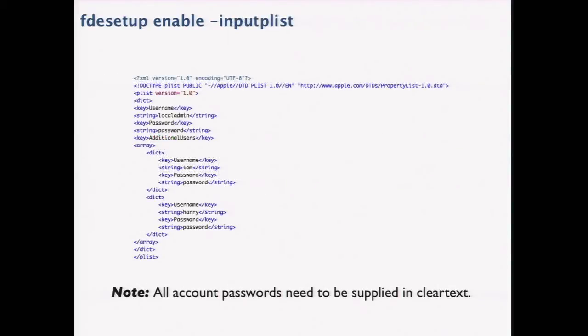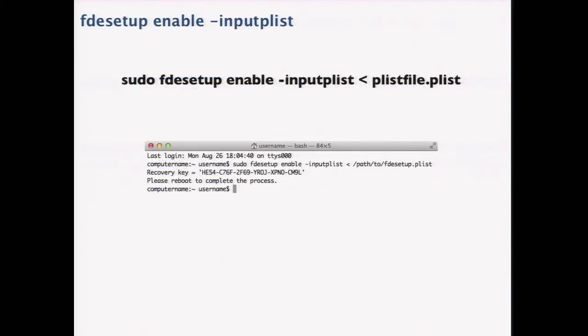Now, for those who want to automate the process, because, well, that's what we like to do, fdesetup supports importing a property list file via standard input. The plist file needs to follow the format shown up on the screen, and more users can be added as needed by appending new user information under the additional users plist key. And once the plist has been set up, you would run the command shown on the screen to enable FileVault 2 encryption and reference the information in that plist file.